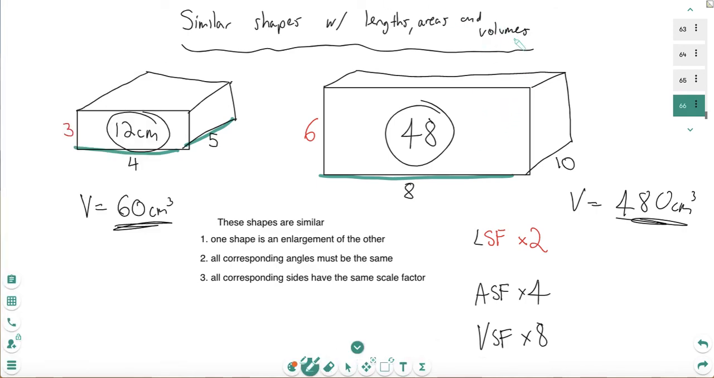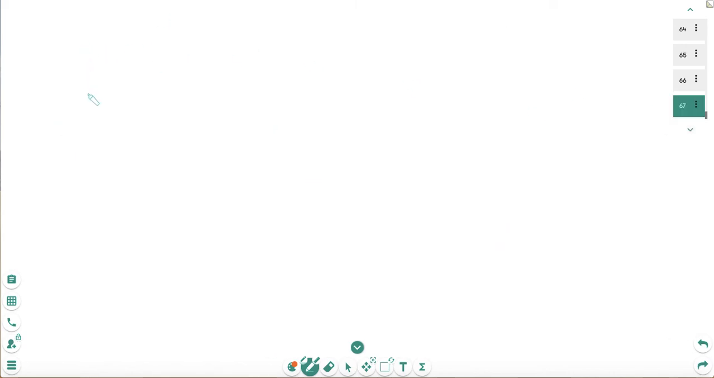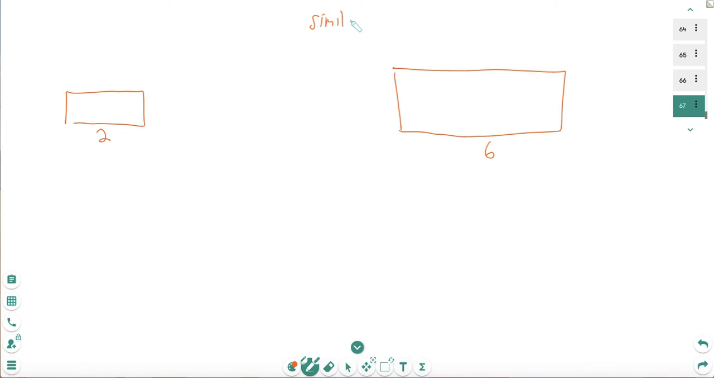Well, before we find that link, let's do another example of this. Let's draw a rectangle again. Let's start with a bigger rectangle. Let's say this is a side length of 2 and this is a side length of 6. And these are similar shapes. So let's find our scale factor. From 2 to 6 is times by 3, so our length scale factor is times 3. So if this side was 1, to find this side, you just have to do 1 times our scale factor, which is 1 times 3 is 3.